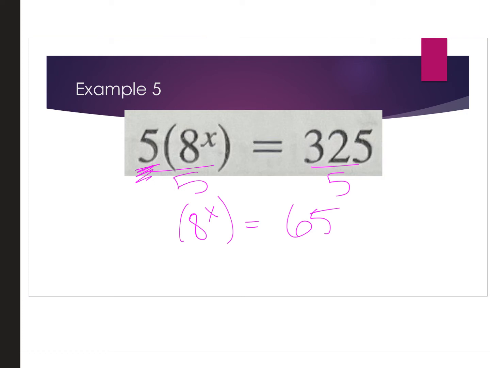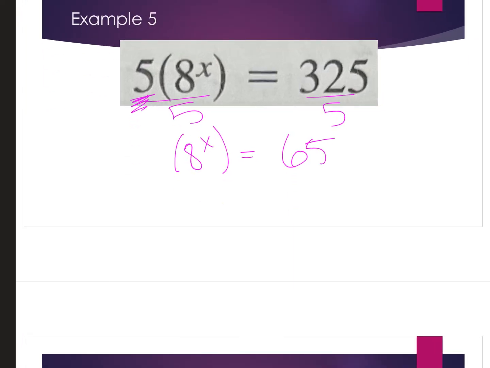So I'm going to change it from one form to the other. Right now, this is in exponential form. So I'm going to rewrite it in logarithmic form. All right, in logarithmic form, it's log base answer equals exponent.